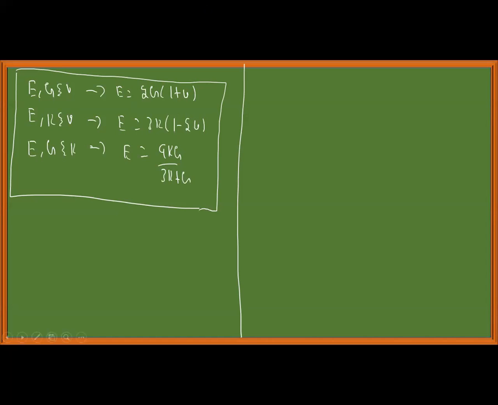Any doubts you can ask me. Any doubts you're having? Any doubts? Sir, what is the last formula, sir? That is E is equal to 9KG by 3K plus G.